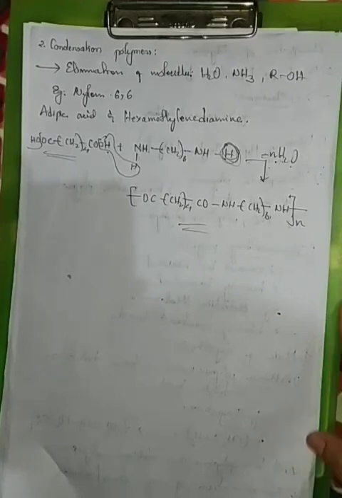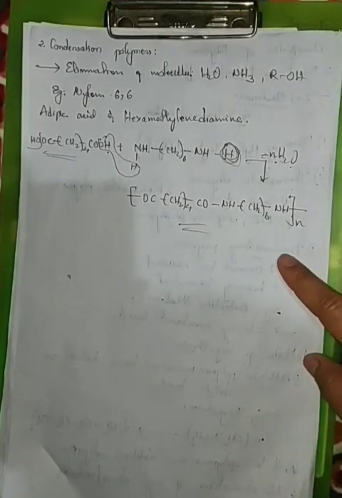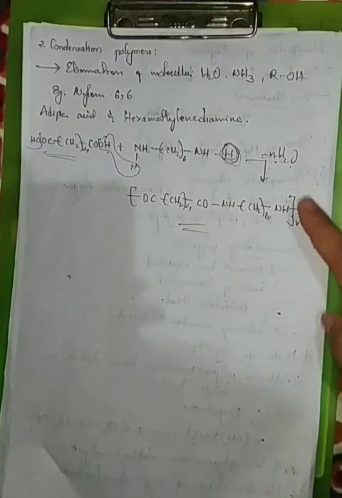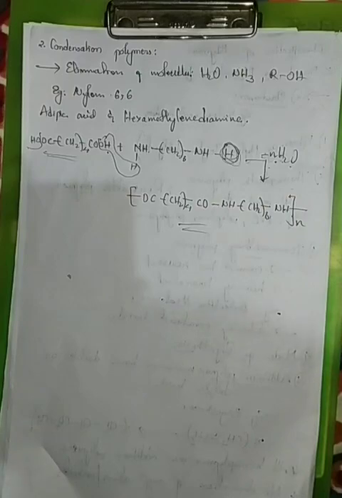Therefore, the only difference between addition and condensation polymers is that in addition polymers, there was no removal of any atoms or molecules, whereas in condensation polymers, there was removal of molecules such as water. An example is given here for the formation of nylon 6,6, and there can also be removal of ammonia and alcohols.